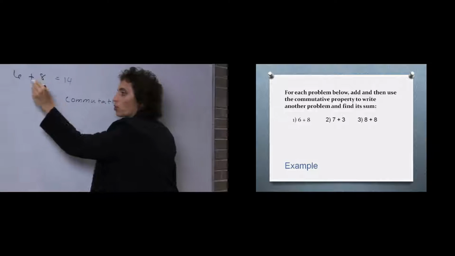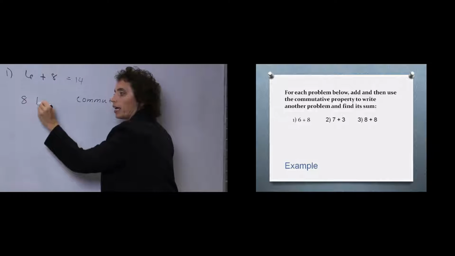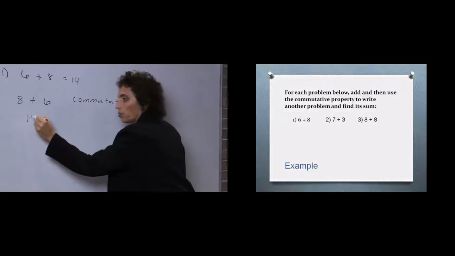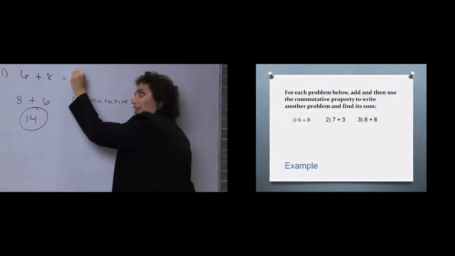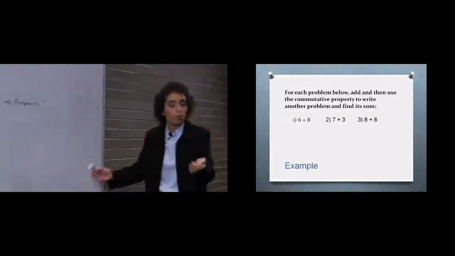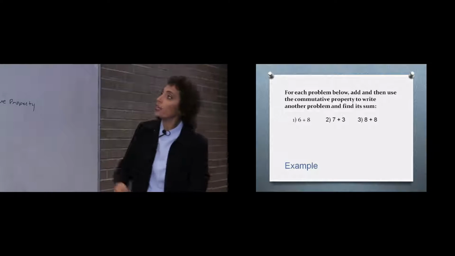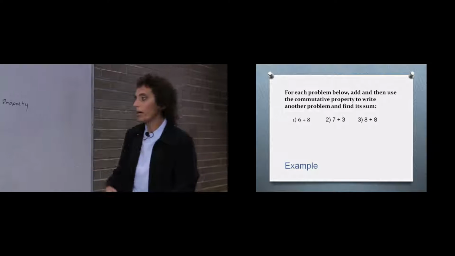So I'll switch their order. Instead of 6 plus 8, I get 8 plus 6, and I want to find their sum. And their sum is 14. And it better be the same, because that's what the commutative property says, that it will be the same. So if you would stop the video here and do the next two examples, and we'll come back to check your answers.